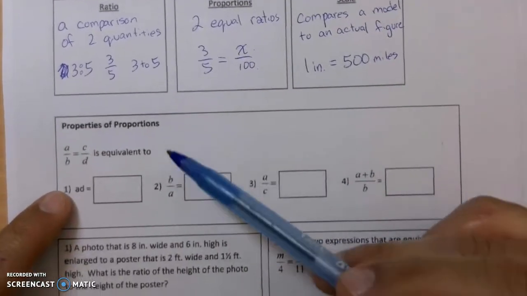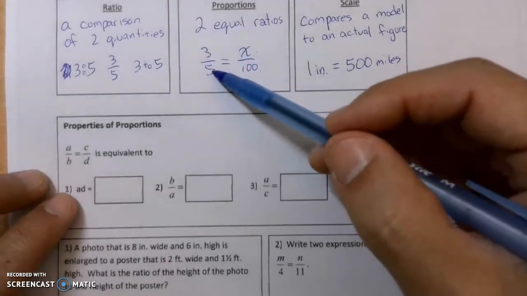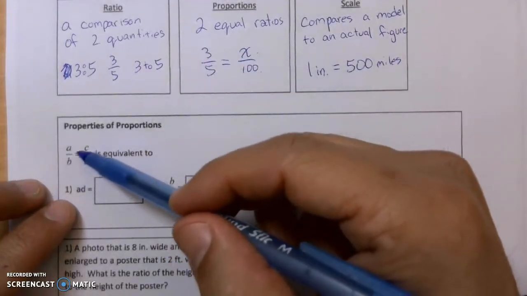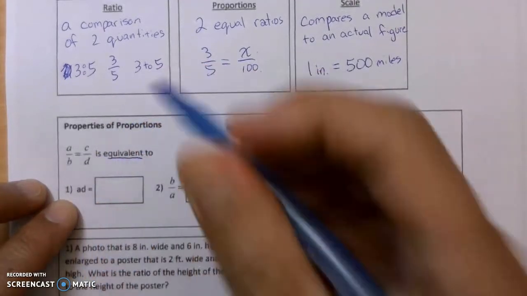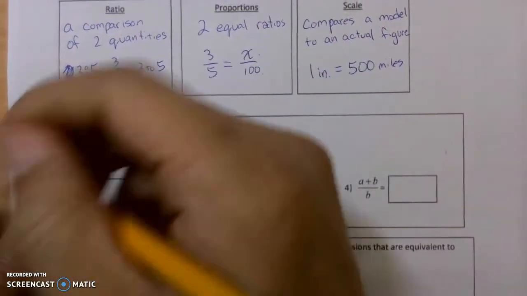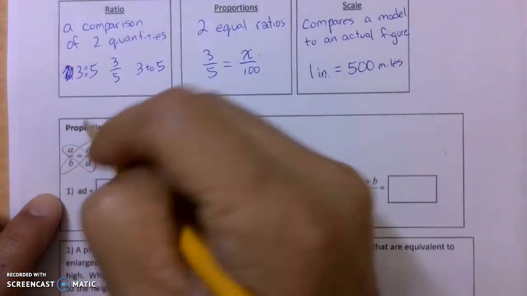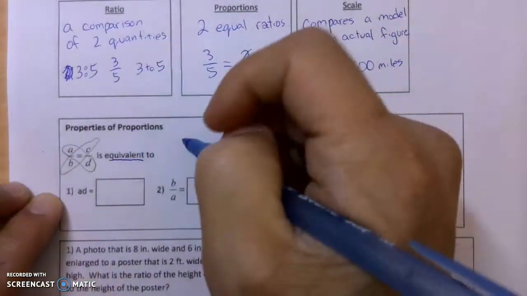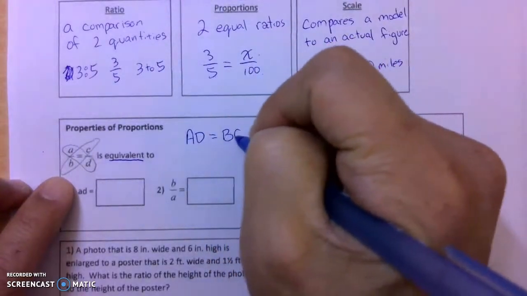This next section is properties of proportions. Proportion, again, is just like a fraction is equal to a fraction. This one is A over B is equal to C over D. It is equivalent to what? Well, whenever you see a proportion, you want to cross multiply this. So it's going to be A times D is equal to B times C. So you want to say A times D, which is AD, is equal to B times C, which is BC.